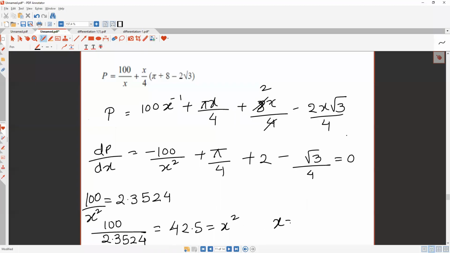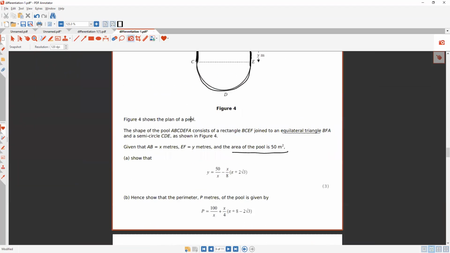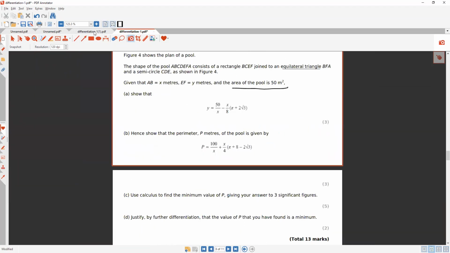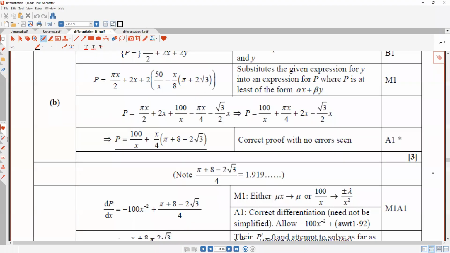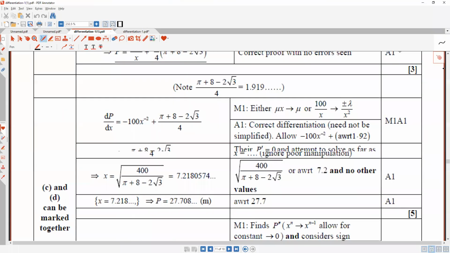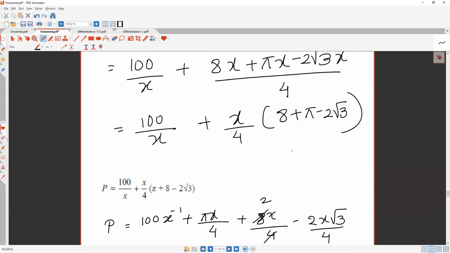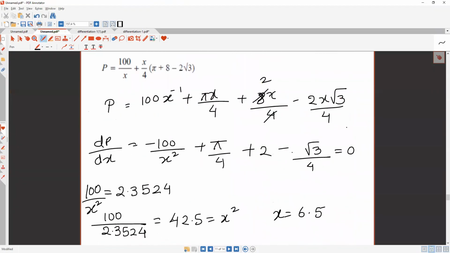So 42.5 is equal to x square, root of the answer is 6.5. Okay, let me just check whether x is 6.5 or not. Which question is this? Question number 11. Fine. In question number 11, they got the x value to be 7.2. Okay, I made some mistake then. Let me double check this over here.